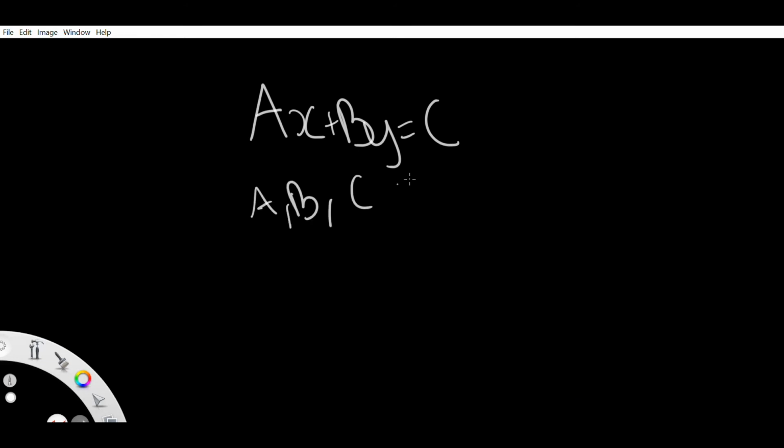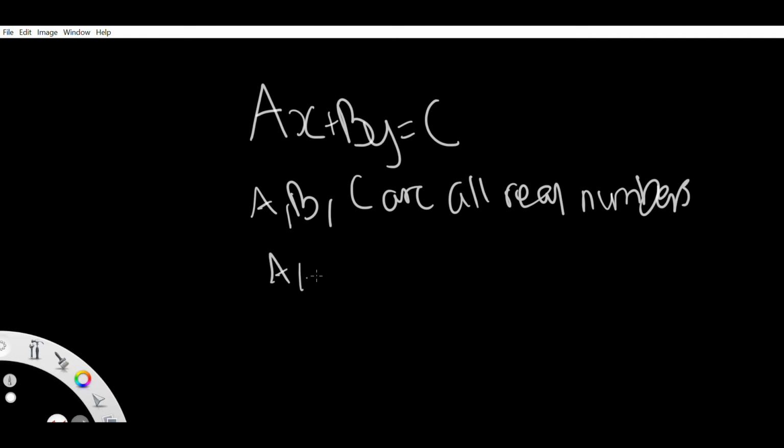So standard form. In standard form, a linear function is written like so: ax plus by is equal to c, where a, b, and c are all real numbers, and a and b are not equal to 0.